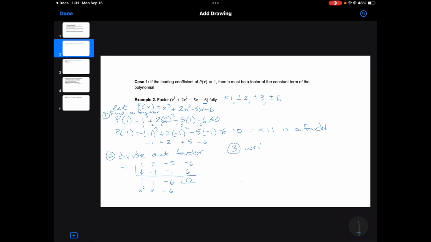So now I'm going to write out and factor. So my polynomial, I know, is a result of x plus 1 times x squared plus x minus 6. This second part is a quadratic, which means that I can factor that using what I learned in grade 10, multiplying to the last term and adding to the middle term. So x plus 3 and x minus 2. And now I have my fully factored cubic polynomial.